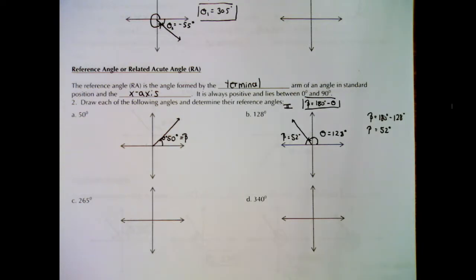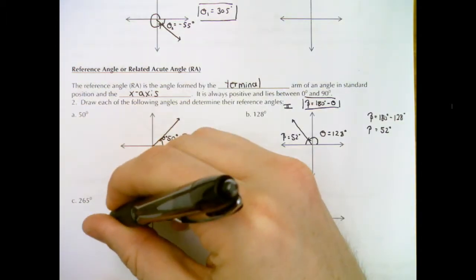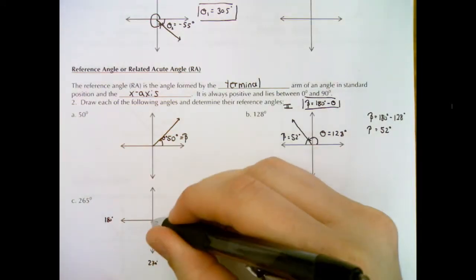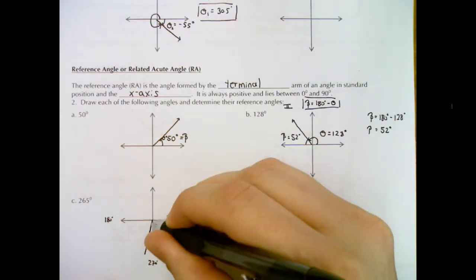What if we rotate into the third quadrant? Well, this says 265. 265 is bigger than 180, so it's more than rotating to here, but less than rotating to this arm, which would be another 90, 270. So I'm going to write on 180, 270. So that means 265 would be like right here.